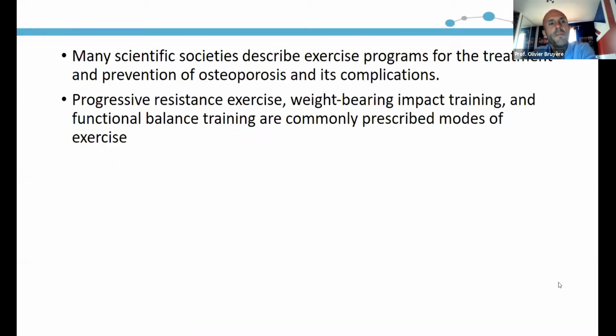As a matter of fact, many scientific societies, for example, the International Osteoporosis Foundation, describe exercise programs for the prevention and treatment of osteoporosis and its complications. Basically, if we look at all the different scientific recommendations, they propose as exercises progressive resistance training, weight-bearing exercises, and also exercises with a focus on body balance.